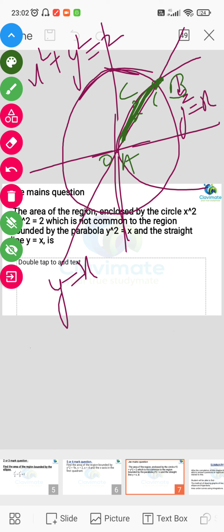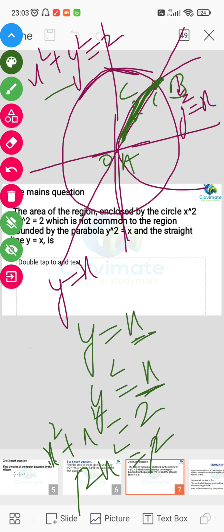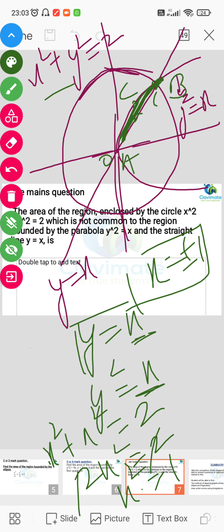Since y is equal to x, we have y square is equal to x. Let me put the value of this into x square plus y square is equal to 2. So x square plus x square is equal to 2, 2x square is equal to 2, so x square is equal to 1. So what is the value of x? It is equal to plus minus 1. And what will be the value of y? y will also be 1. So this point is 1 comma 1, right?